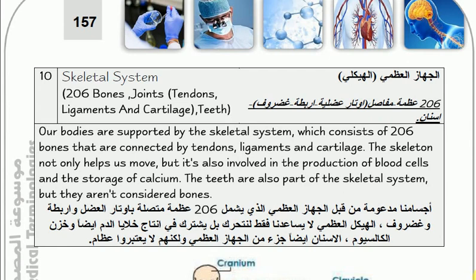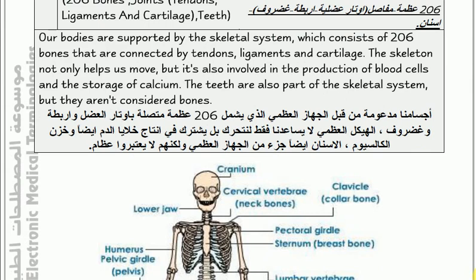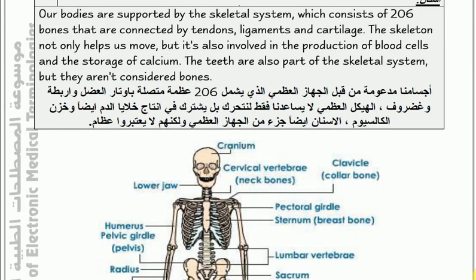Our bodies are supported by the skeletal system, which consists of 206 bones that are connected by tendons, ligaments and cartilage. The skeleton not only helps us move, but it's also involved in the production of blood cells and the storage of calcium. The teeth are also part of the skeletal system, but they aren't considered bones.